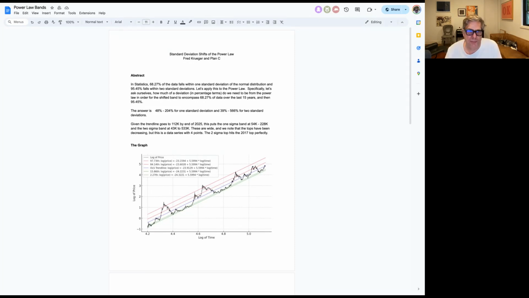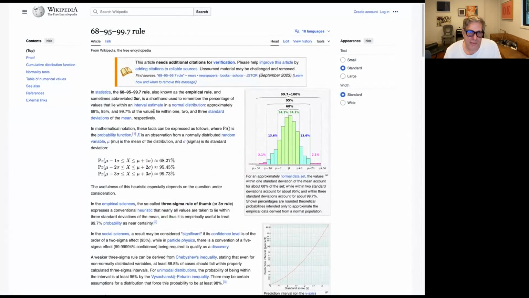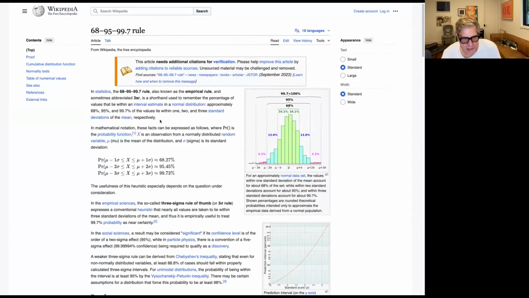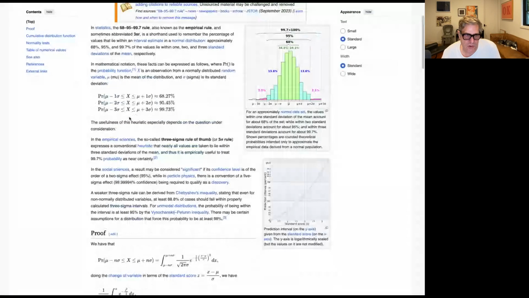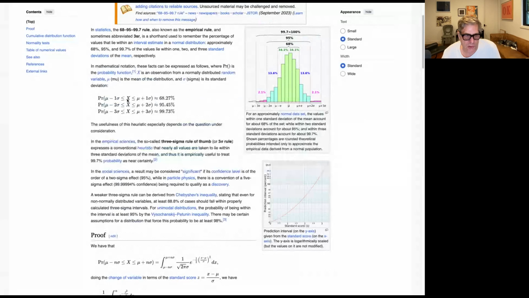Well, if you multiply them by 2, you get the 68-95 rule, okay? This is a very simple rule, but basically, for a normal distribution, what is the chance that you're within 1 sigma of the mean? Well, it's 68.27%. What is the chance that you're within 2 sigma of the mean? Well, it's 95%.